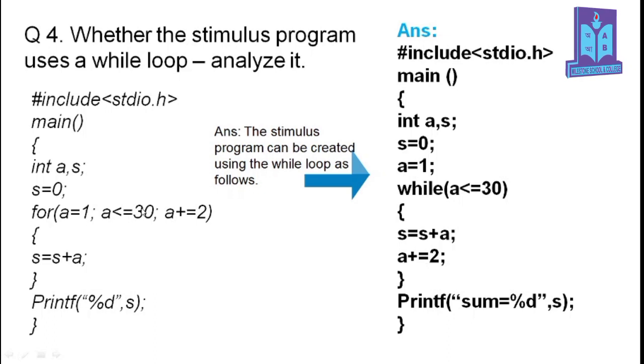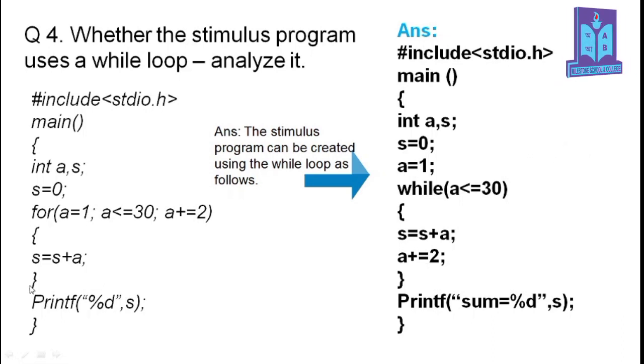You know a while loop always runs inside the program while the condition is satisfied. If this condition is satisfied, then it goes to the next statement. In the while loop brackets, you find this condition: a <= 30. So write the same condition inside the while loop and start the braces for the statements. The first statement is s = s + a and the second statement is a += 2.